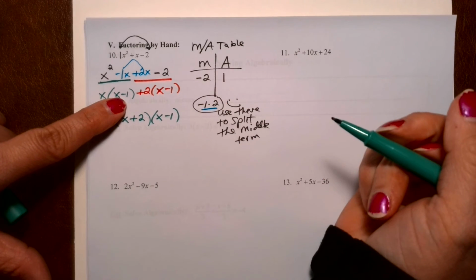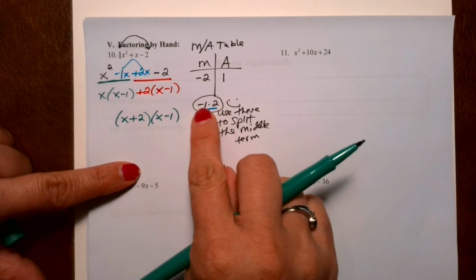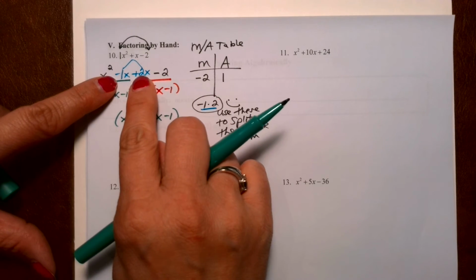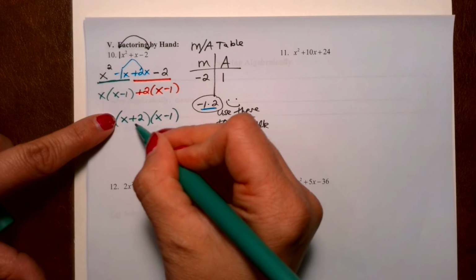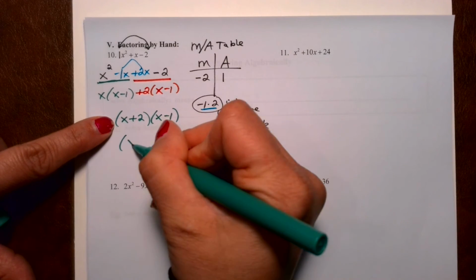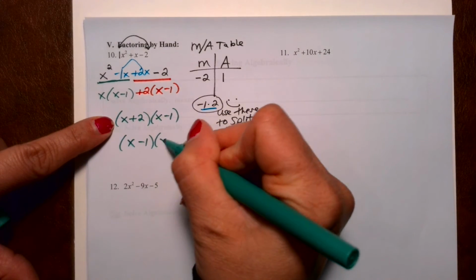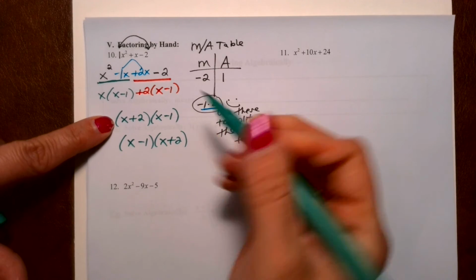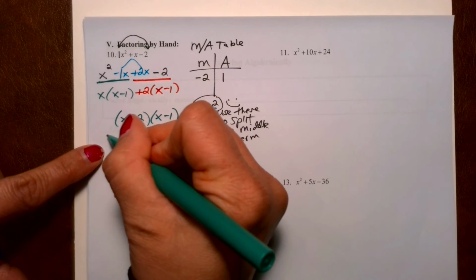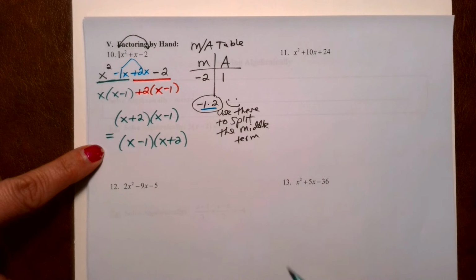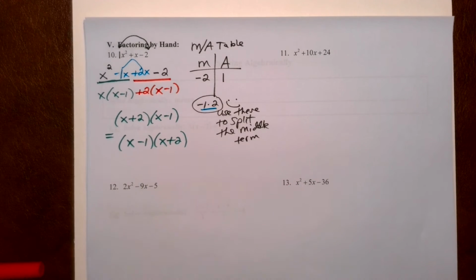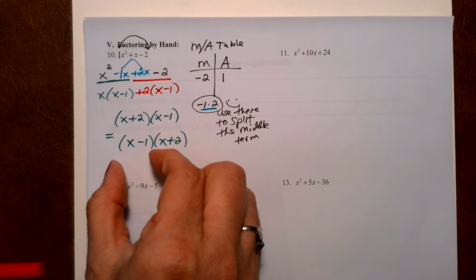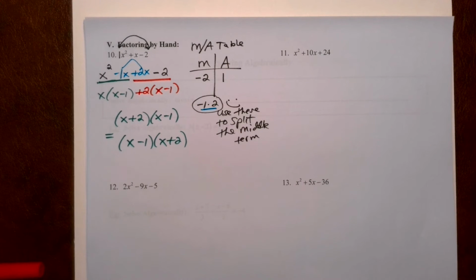A couple questions I get sometimes. Does it matter which order you put these numbers in? If you put the 2x first, doesn't matter. Does it matter what order I put these in? Could I write x minus 1 and then x plus 2? Sure, it doesn't matter. These are equal. Those are the same. Could I put the minus on the 2? No, you can't do that because now you're switching things around. But it doesn't matter which binomial you put first.